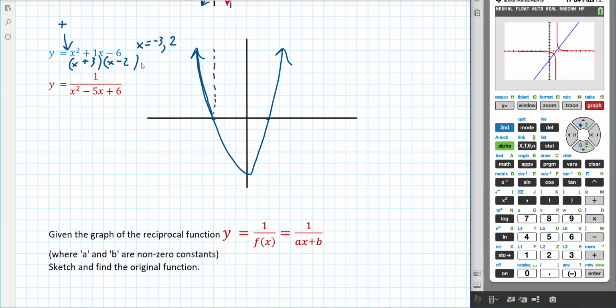Because here this will tell us that we have an asymptote at that spot, an asymptote at this spot, right? So this is x equals -3. This is x equals +2. So that means we can get our graph going something like this.